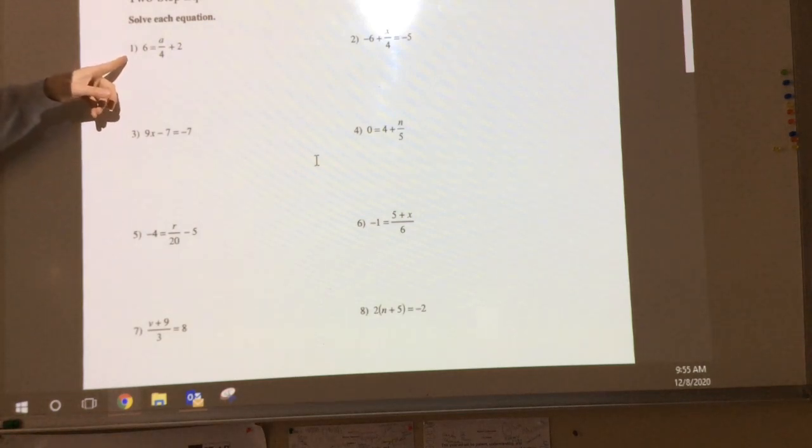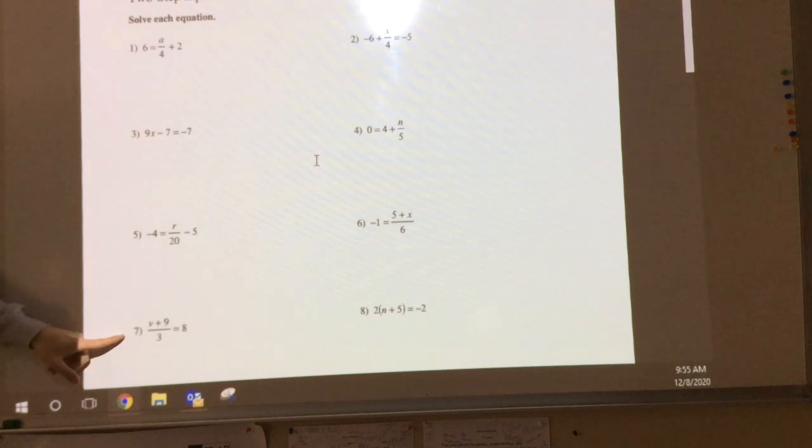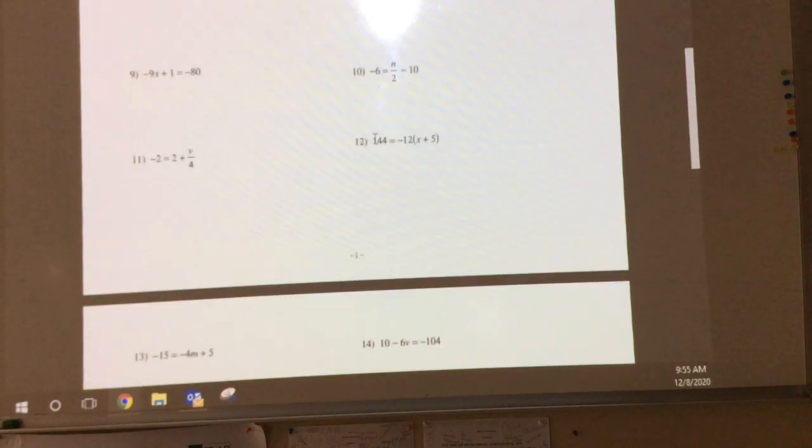Can we solve this problem? Yes. Can we solve this problem? Yes. You think you can solve 7? No. Let's look at 7 together. So go ahead and write this stuff down because this is one of your questions, but I want to make sure that we feel good about it. There might be another one on here that I want to do with you as well.